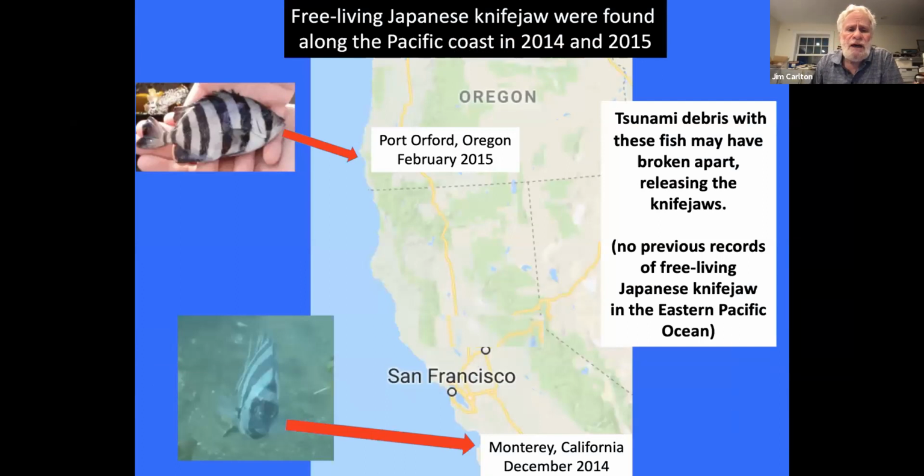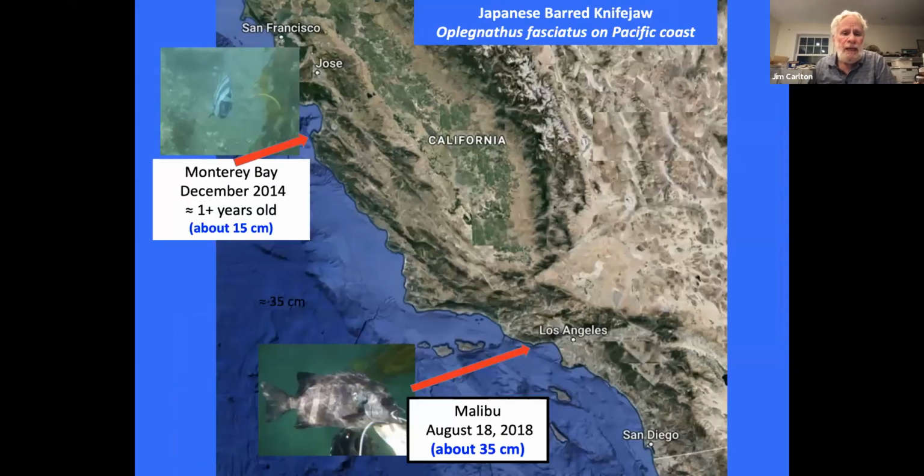Knifejaws were also found free living, curiously enough, in Oregon and in Monterey Bay. And we assume what happened was that the debris that they were in, the small boats or whatever they were in, broke up as they came ashore, releasing the knifejaws. With well over 100 years of fish observations, no Japanese knifejaw had ever been seen in the Eastern Pacific Ocean before the tsunami.